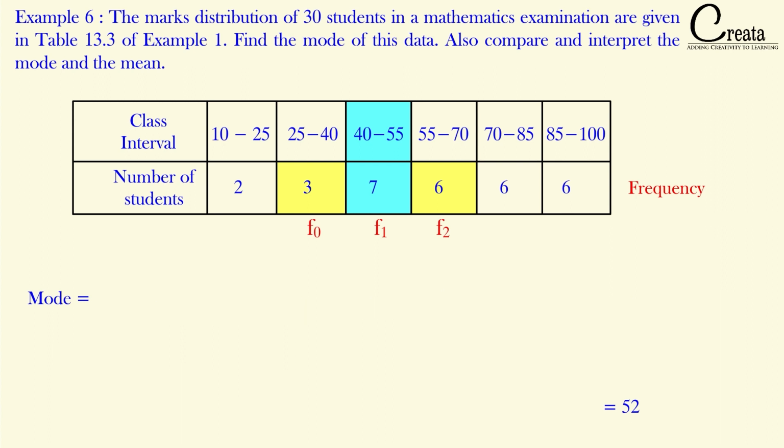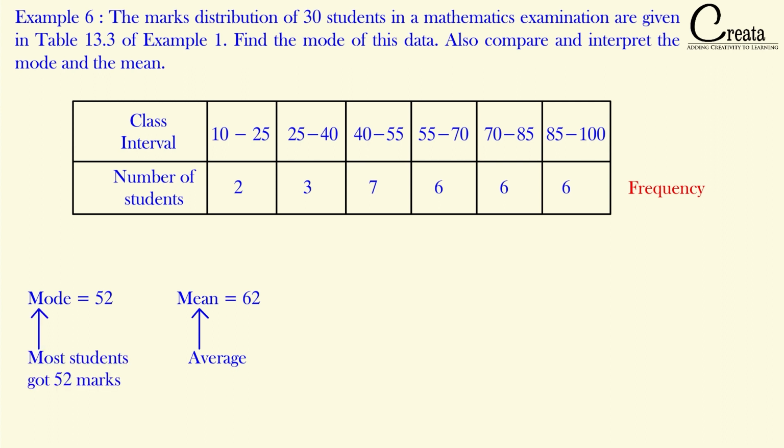Okay. The next part of the question, which is very interesting, we have to compare the value of the mode and the mean. The mean we have already calculated in the previous lectures. The mean for this question is 62. Mode is 52 and the mean is 62. Mean means the average value. The average marks of the complete 30 students is 62. The balance point, the average, the mean is 62. And mode is 52, which means most of the students got marks of 52.